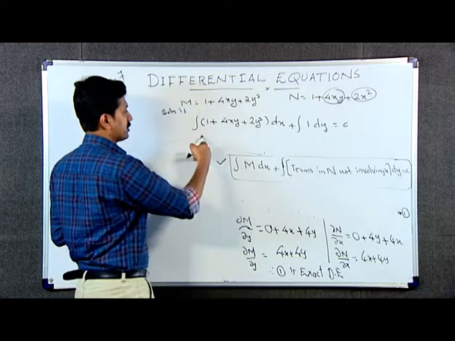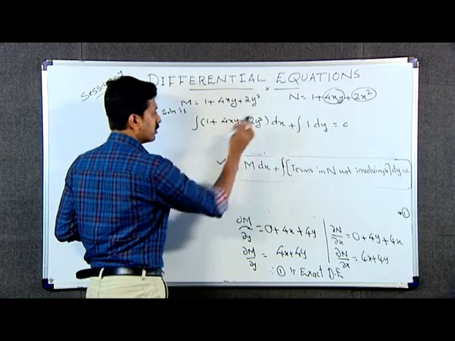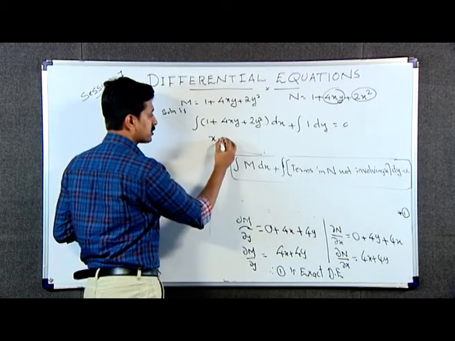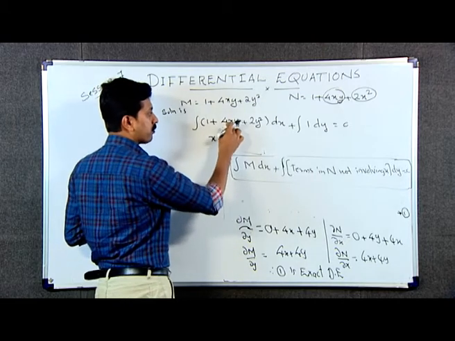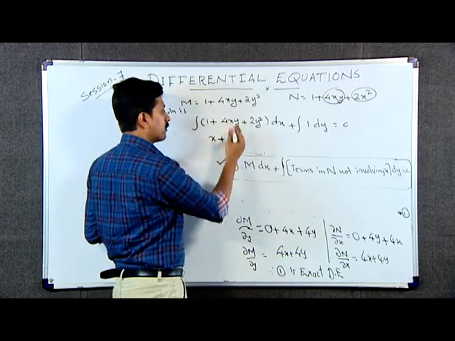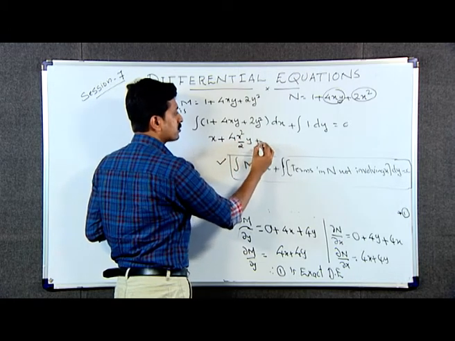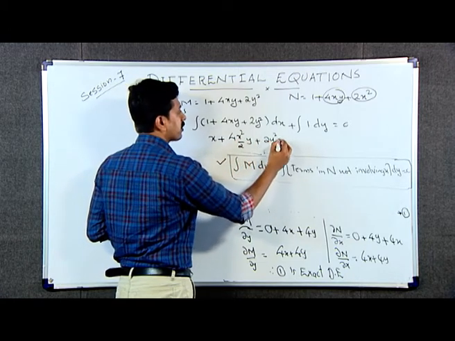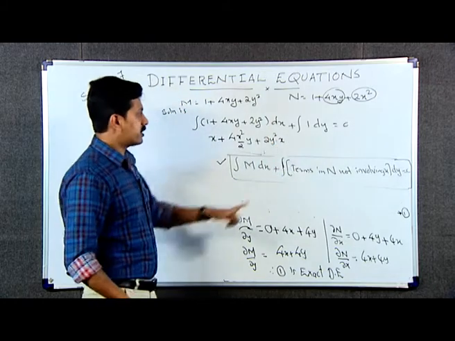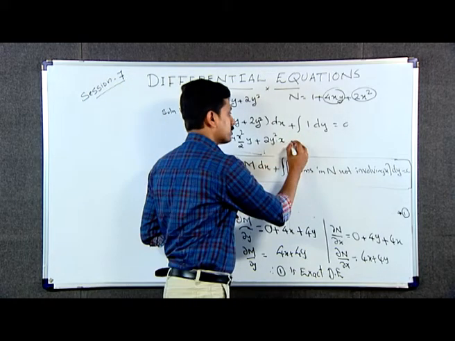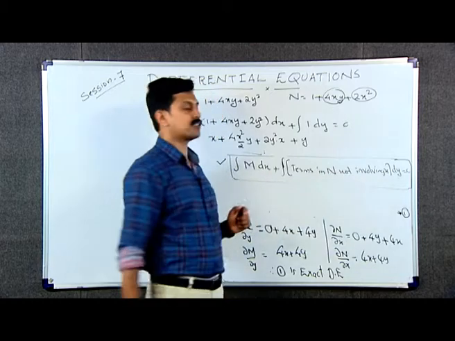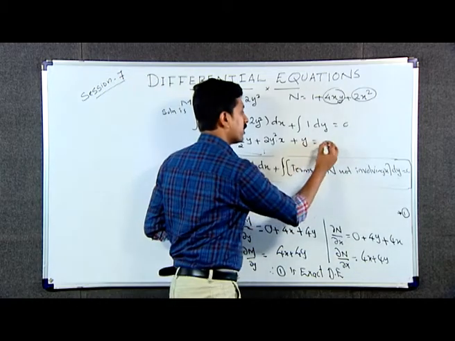Therefore our solution is the integral of 1 with respect to x, that is x, plus, treating y as a constant, 4x²/2 times y, that is 2x²y, plus 2y²x, plus the integral of 1 dy with respect to y, which is y, equal to c.